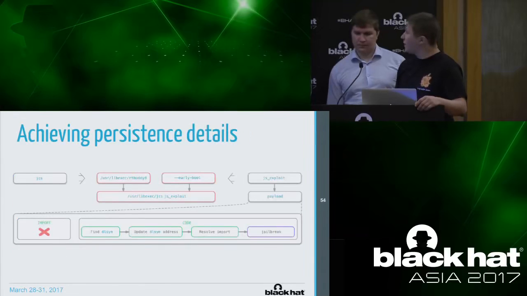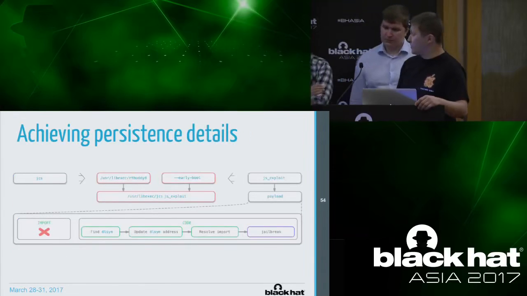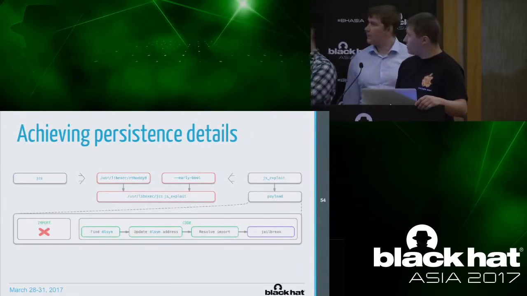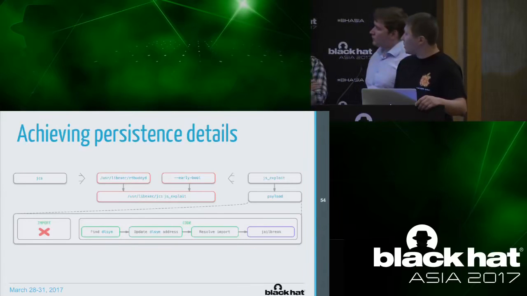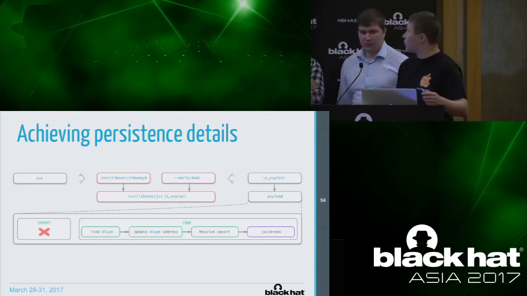So that's what it looks like. We're replacing the rtbuddyd service with JSC, and then we're creating an early boot file, which is essentially a JavaScript exploit with a payload. So when the system starts, it executes rtbuddyd -early-boot, which essentially is the JavaScript exploit.